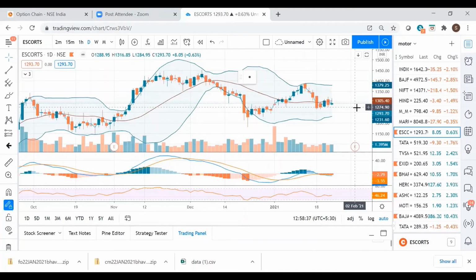They will be forced to cover their positions and they have to exit. So favorable for me is buying a put option of 1,280 or 1,260. That will be a favorable trade for me.